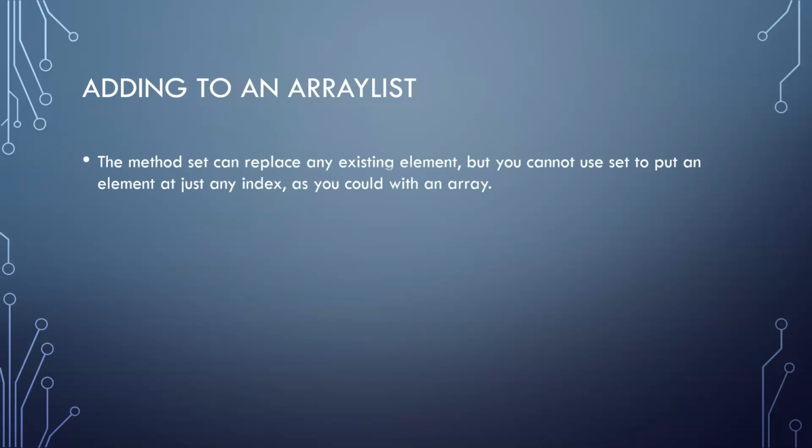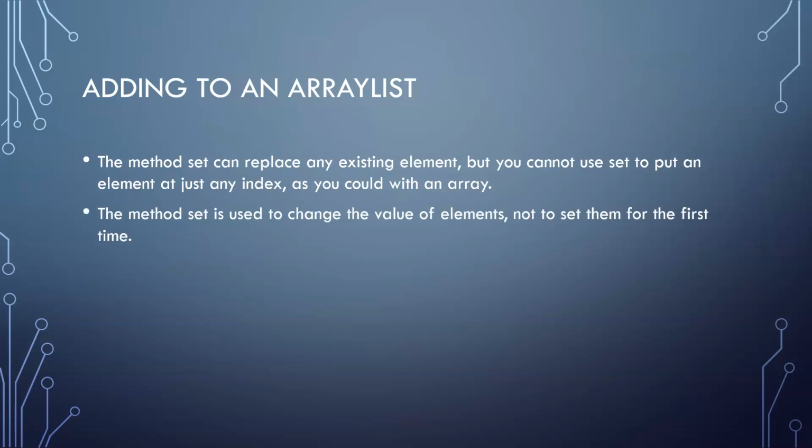If we want to add to an ArrayList, the method set can replace any existing element, but you cannot use set to put an element at just any index as you could with an array. It doesn't have quite that flexibility. The method set is used to change the value of elements, not to set them for the first time. So you cannot initialize an ArrayList with set. To set an element for the first time, you have to use the method add. Add is what will initialize the elements. Set simply changes them.